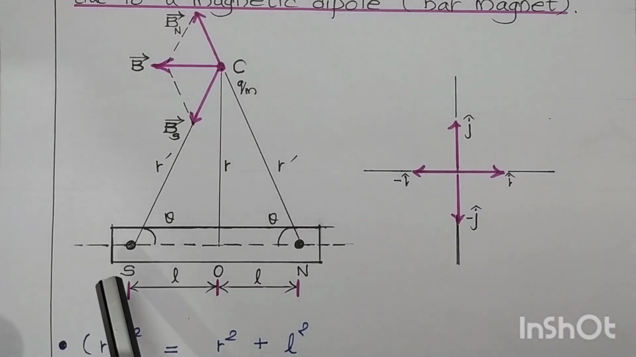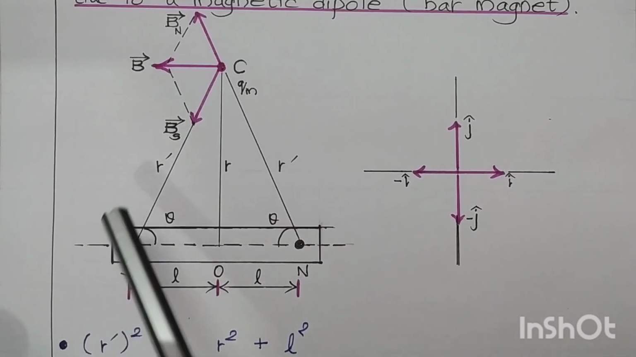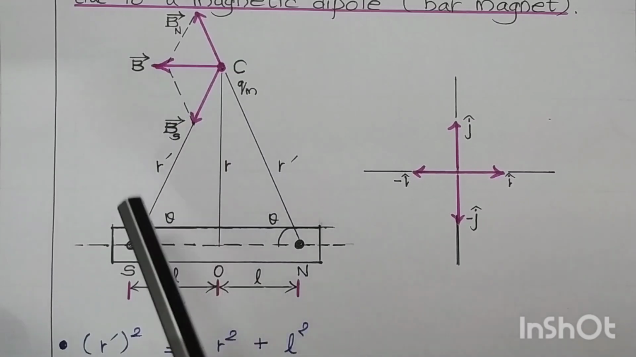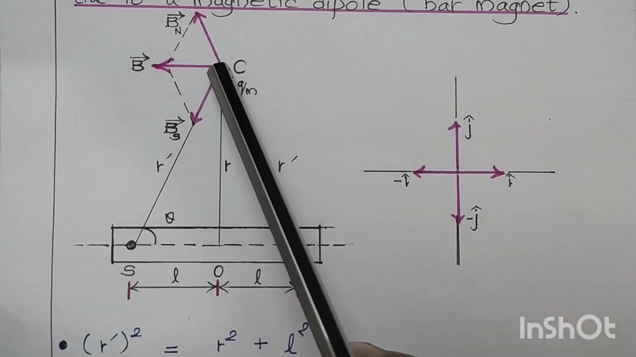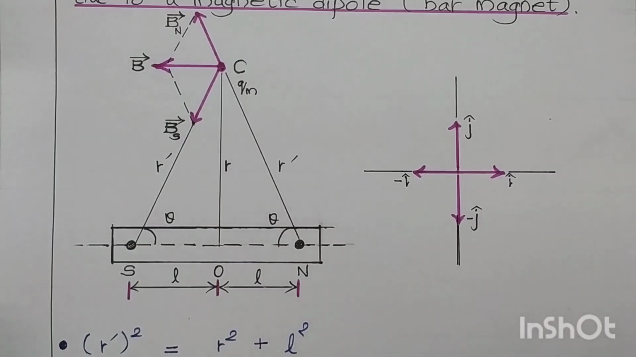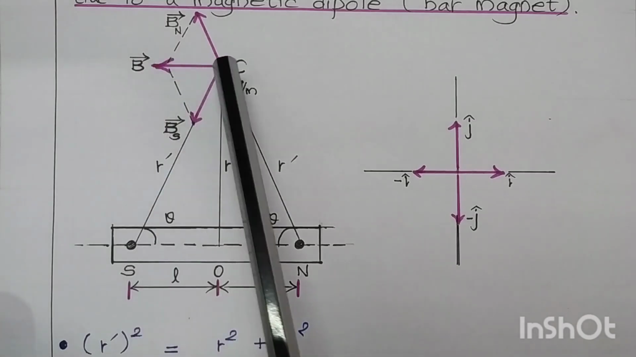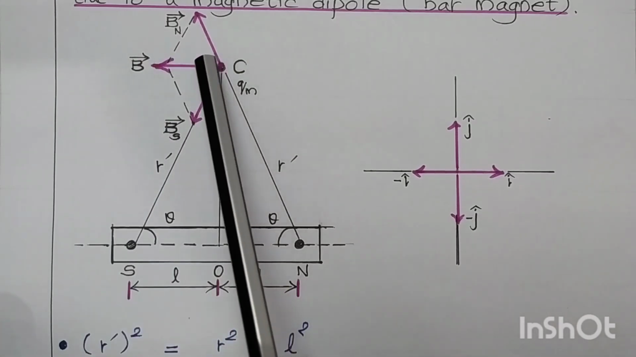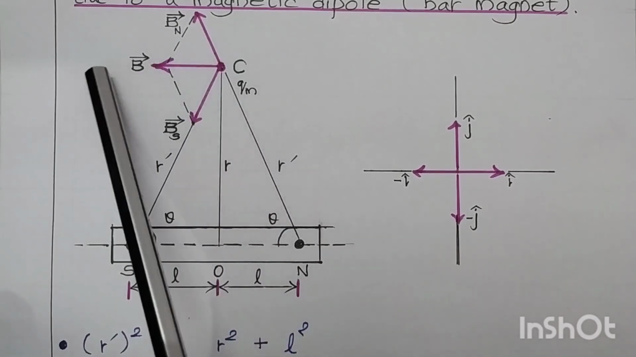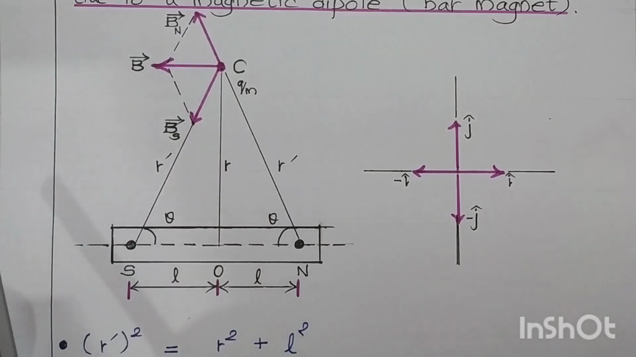Similarly, this south pole attracts this north pole. We all know that unlike poles attract. So this is the direction of the magnetic field due to this south pole. This arrowhead is drawn in this way and it is denoted as B_S vector. Now what is the direction of the resultant magnetic field? Neither in this direction nor in this direction, but in between these two magnetic fields, which is in this direction, denoted as B vector.